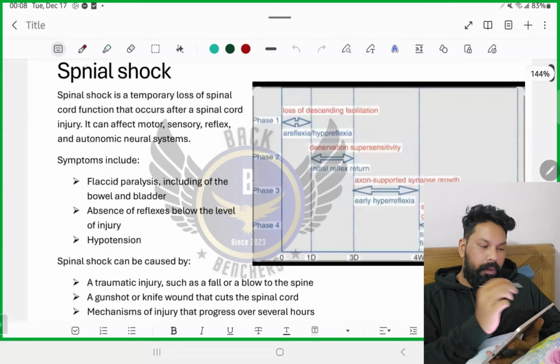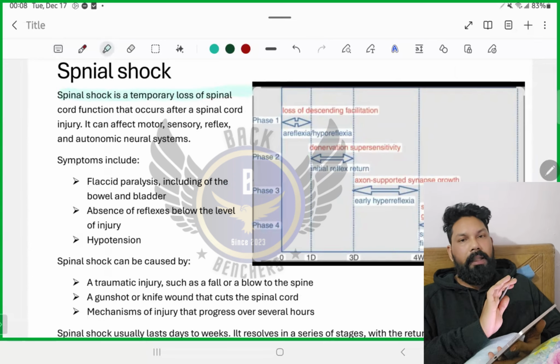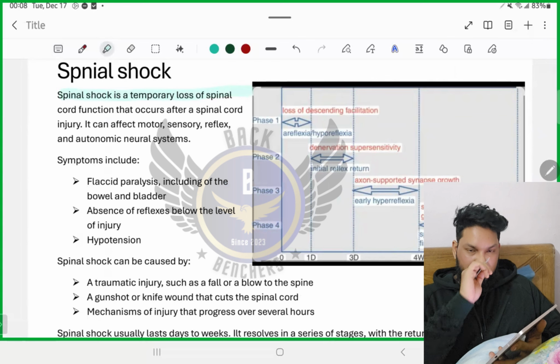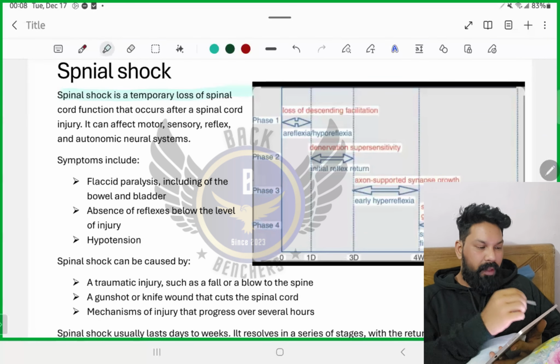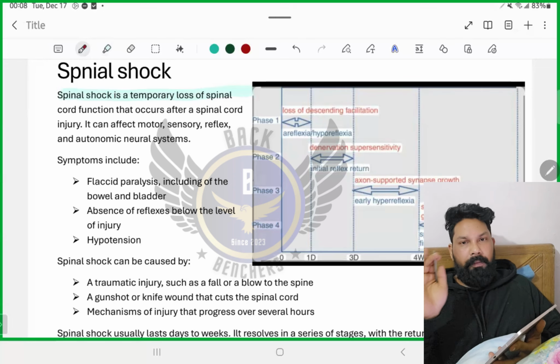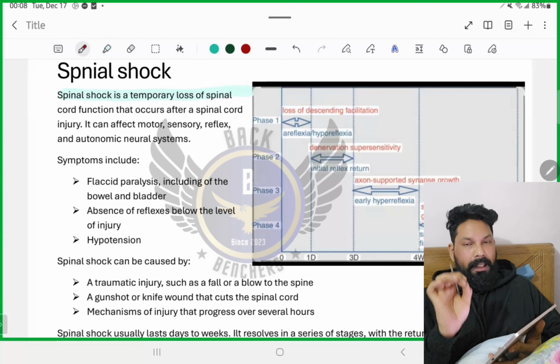See, we have included the definition. Remember, it's a temporary loss. Now, it has phases. It has four phases. In the first phase we lose the reflexes, and this is the characteristic finding of spinal shock. Characteristic finding of spinal shock is losing the reflexes.